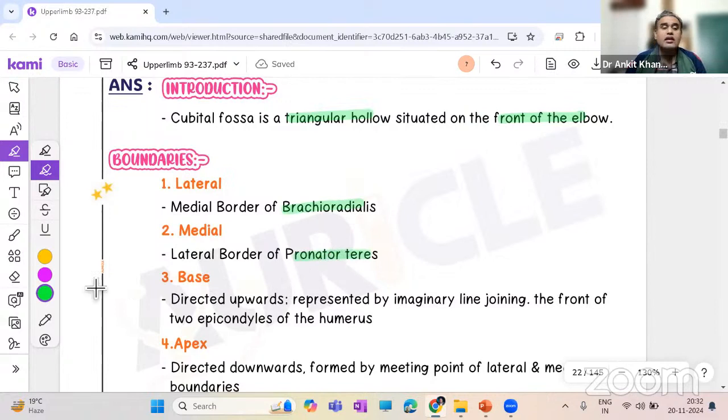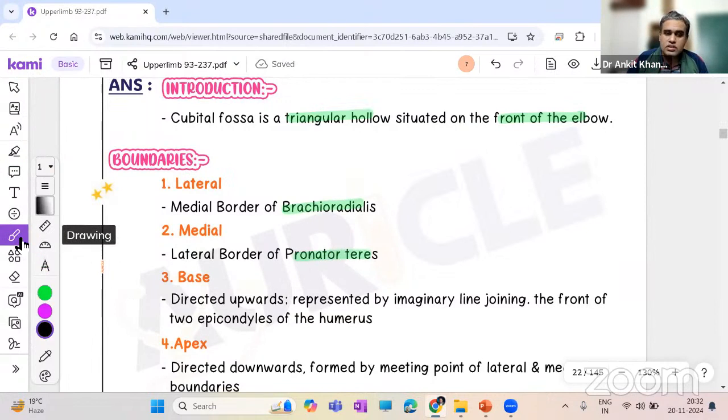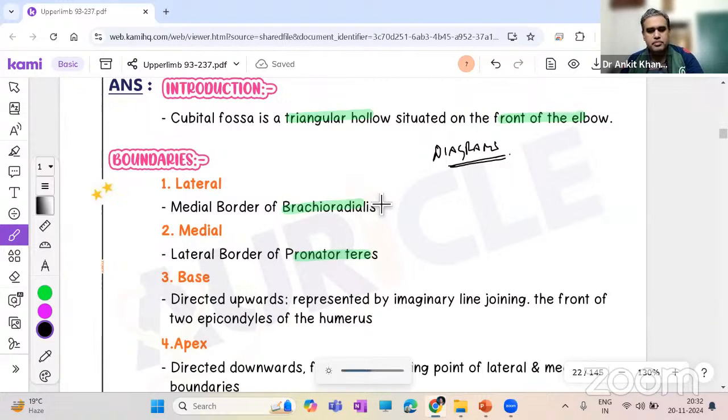Remember it. And whenever the question of the cubital fossa comes, you start to make diagrams. As I've told you multiple times before also, in anatomy, diagrams are as important as writing theory, right? So suppose the topic question comes of cubital fossa in the theory exam and you draw the diagram, simply you have to elaborate whatever you have drawn in the diagram. That is the theory part, nothing rocket science over here.